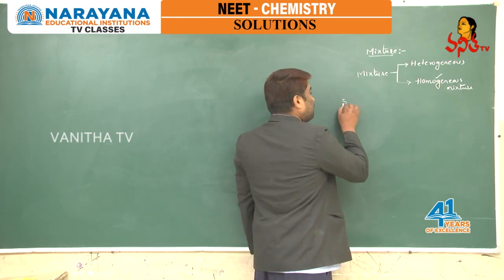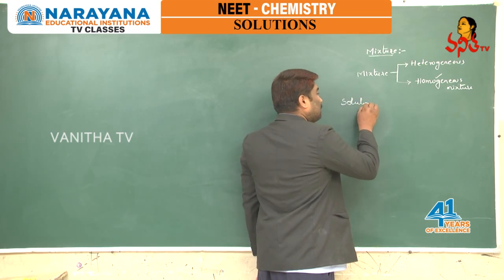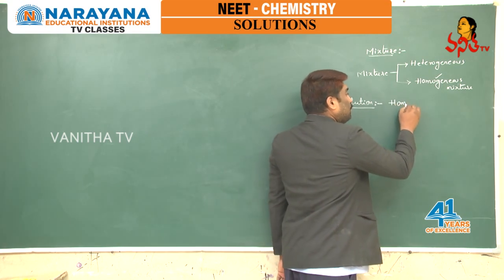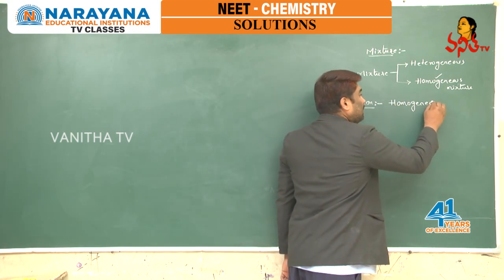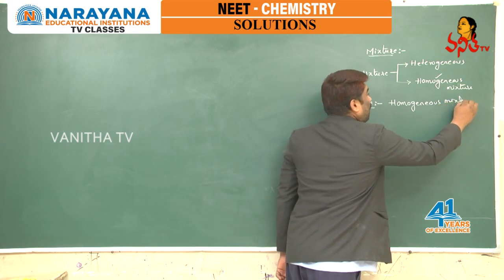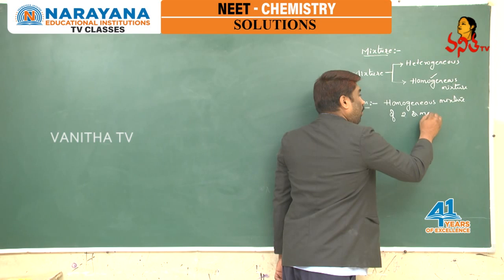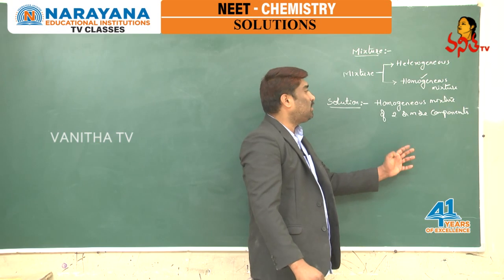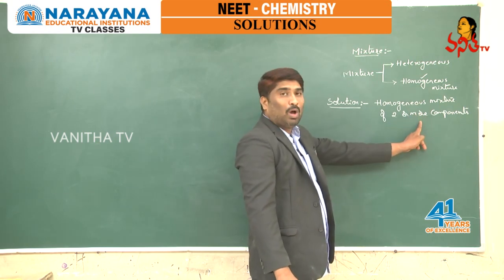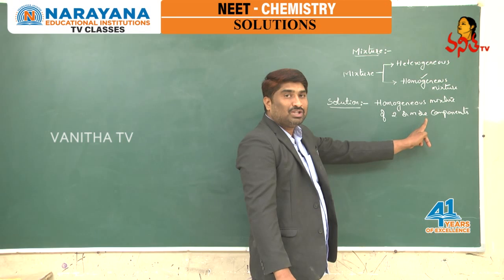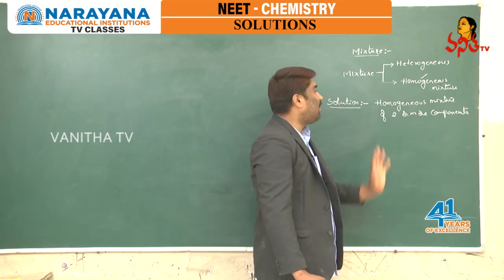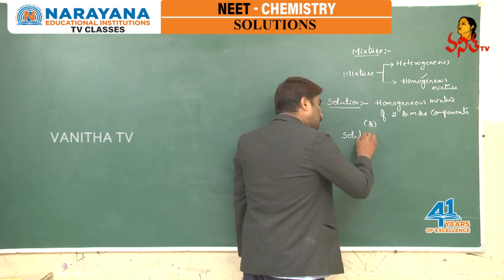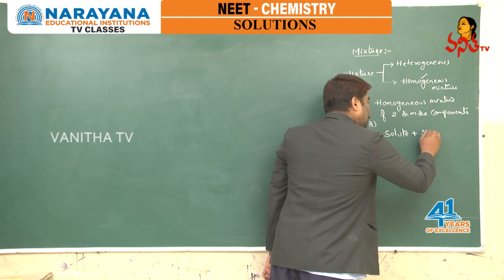So first we are going to discuss what a solution is, and how to define a solution. A solution may be defined as a homogeneous mixture of two or more components. A homogeneous mixture of two or more components whose composition varies within certain limits is called a solution. Or a solution is a mixture of solute and solvent.